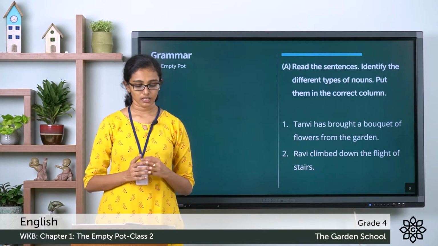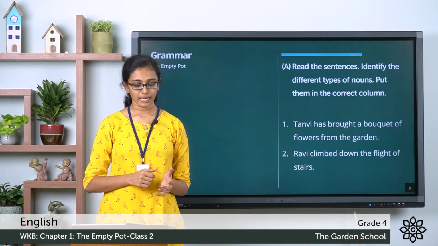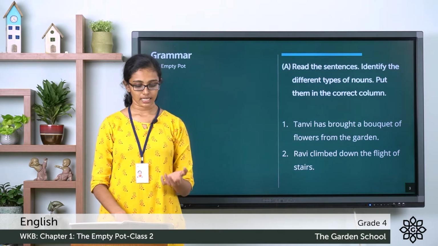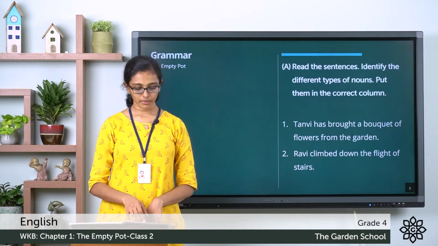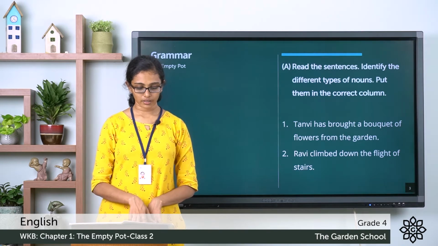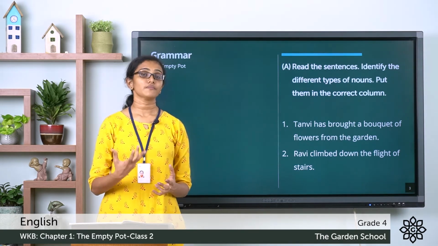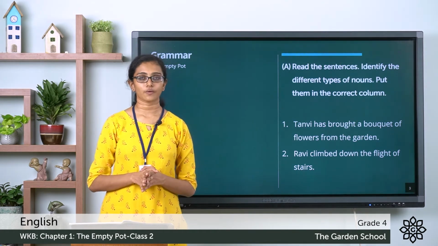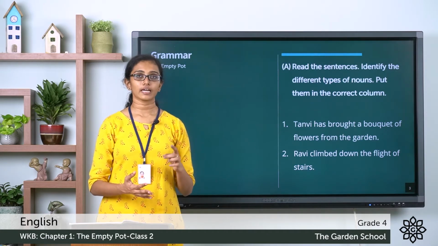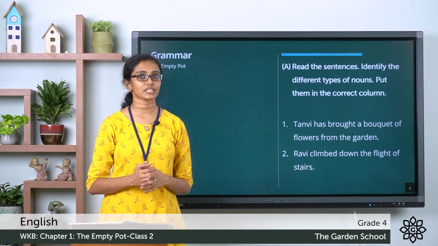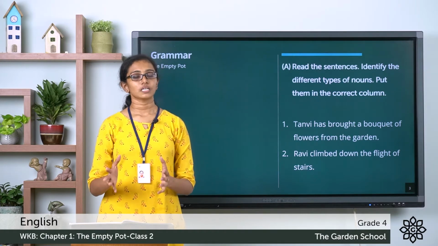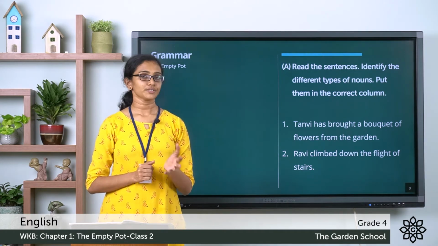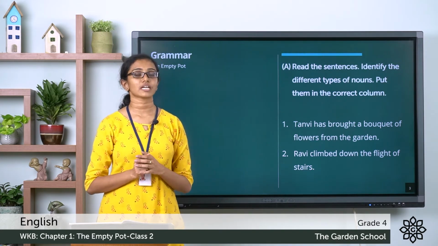Take the next sentence. Question number 2. Ravi climbed down the flight of stairs. So which is the proper noun in this case? Ravi. And which is the common noun? Stairs is a common noun given here, and you see it's given as flight of stairs. So the word flight here is an example of a collective noun. Similarly, identify the different types of nouns in the rest of the sentences given here and categorize them into the different types of nouns and write them in this table given here in the textbook. So once you are done with that, you can move on to section B.